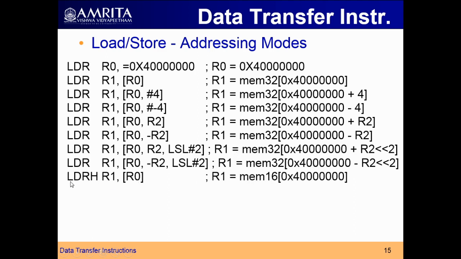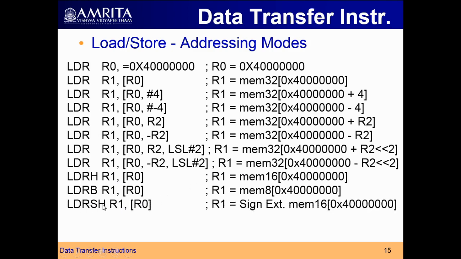Here I am writing LDRH. So what does it mean? Only a half word of data present in this address, 16 bits of data, will be moved on to R1. Next one is LDRB. So only 1 byte of data present in this address will be moved on to R1. That is memory 8. Only 8 bits. In the previous case, a half word, 16 bits, was moved on to R1.